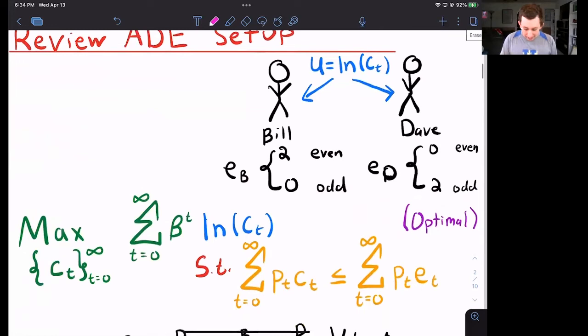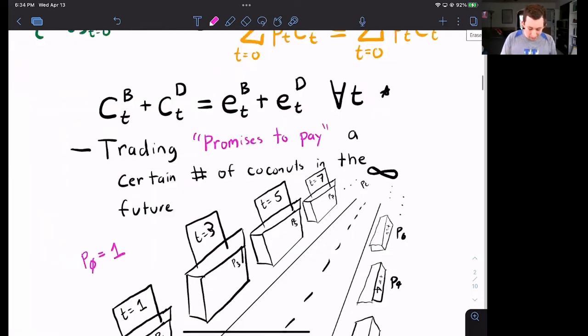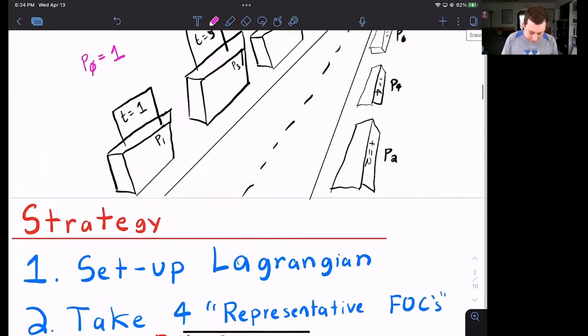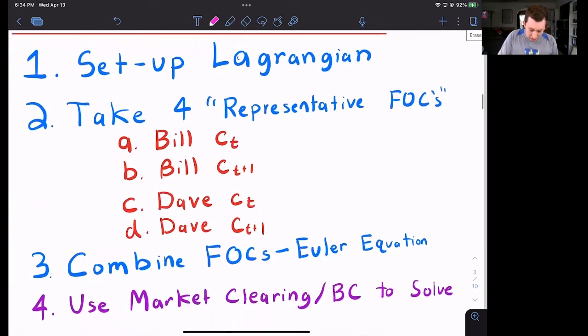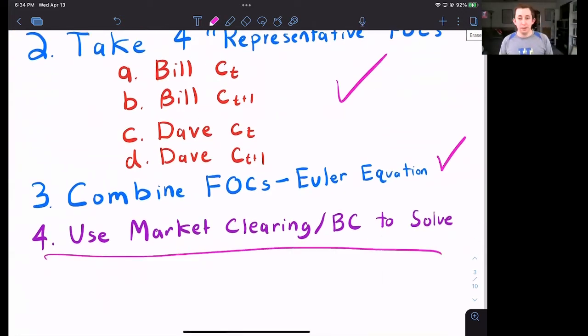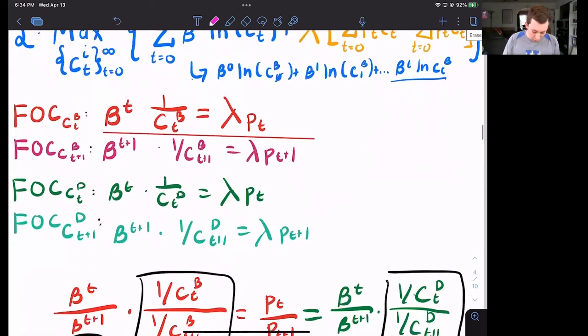So remember, we've got Bill and Dave. These are their endowments. This is their utility maximization problem. We have this market clearing condition. This is the Arrow-Debreu market where we're trading promises to pay. This was our strategy. So we have set up the Lagrangian. We have taken the 4 representative first order conditions. Then we have combined those first order conditions together to find the Euler equation. And now we're into step 4, where we're going to use market clearing and the budget constraint to solve for these allocations. So here are the first order conditions.